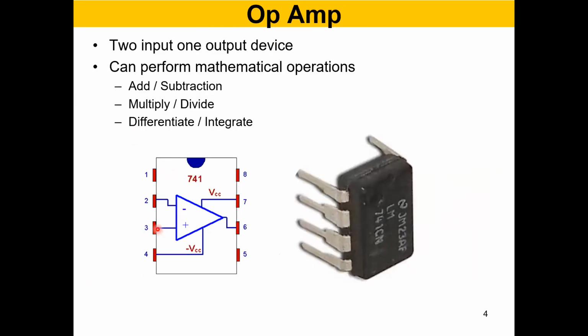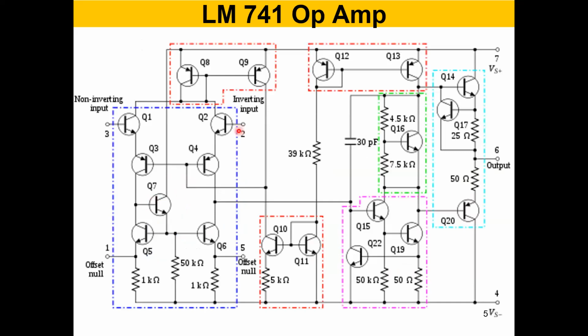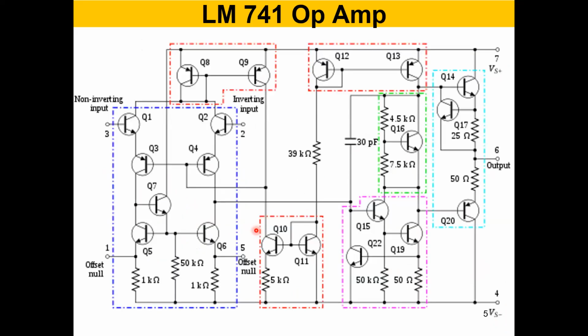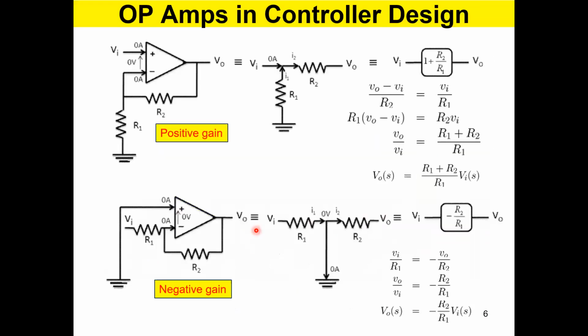This is the non-inverting. Terminal 2 is the inverting terminal, right? Inverting input over here. And you can see here the power supply, negative is 4, and positive supply is 7, and output is 6. Terminal 6 is the output. This is where you take the signal out of this. So 2 inputs, 1 output, okay? Take a little time to look at the LM741 internal structure and study a bit about it. Not too much.